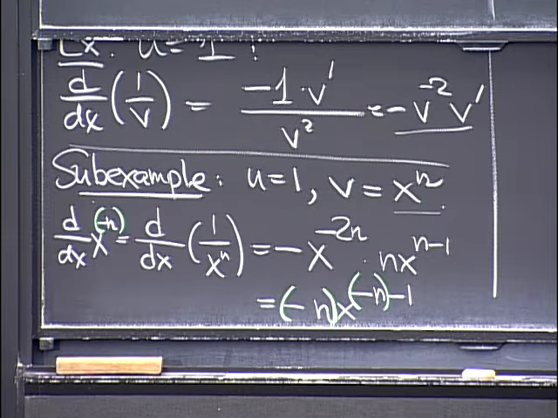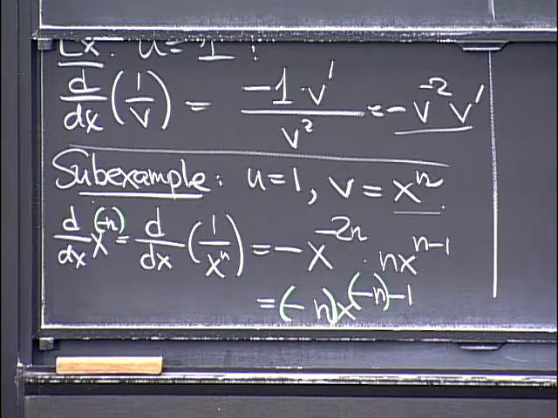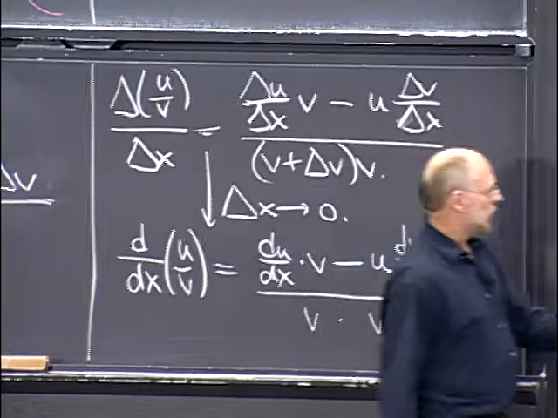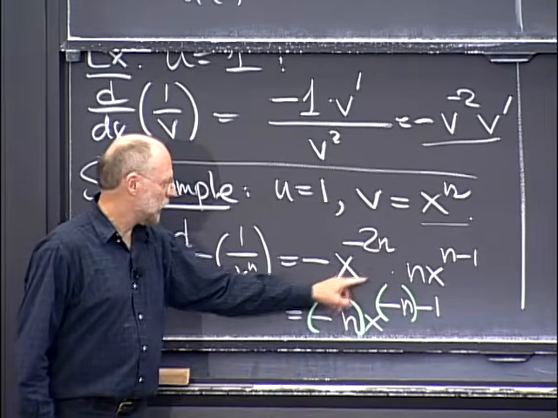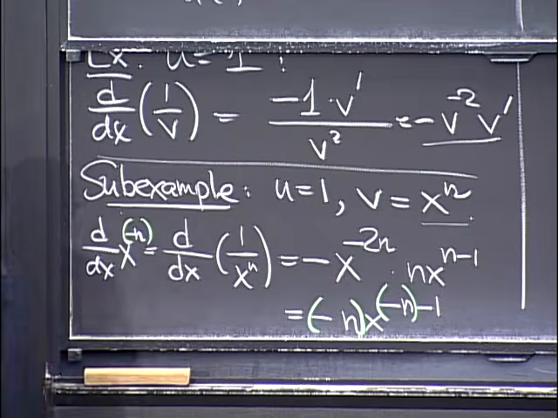Where did that x to the minus 2n come from? So the rule, I'm applying this rule. So the denominator in the quotient rule is v squared. And v was x to the n. So the denominator is x to the 2n. And I decided to write it as x to the minus 2n.